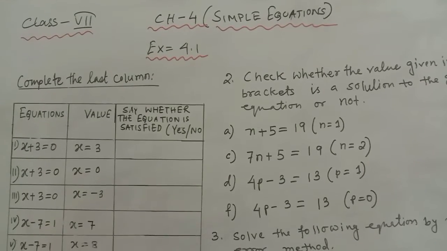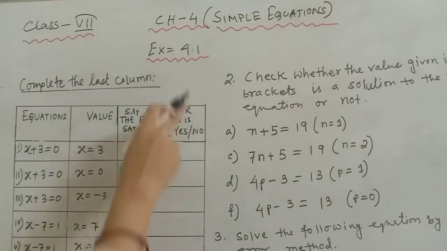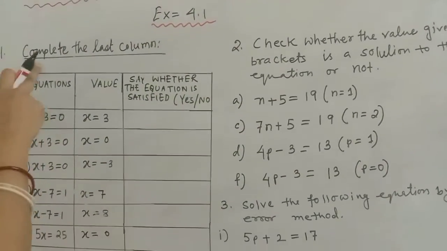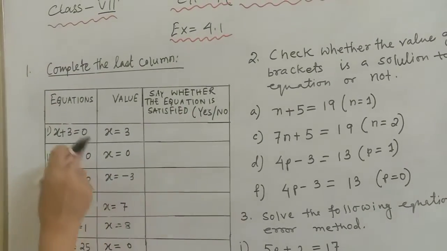Today we will do exercise 4.1, question number 1, 2 and 3. Chapter 4, simple equation. Complete the last column. This is the last column. You have to complete this one.